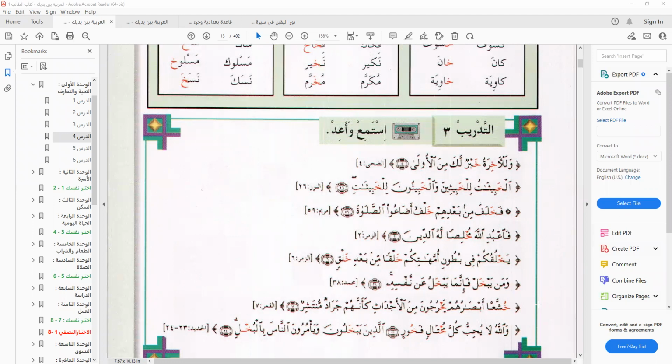So the kha we have just learned, we want to see how to pronounce it when we read the Quran. So here we have the first verse. أعوذ بالله من الشيطان الرجيم.